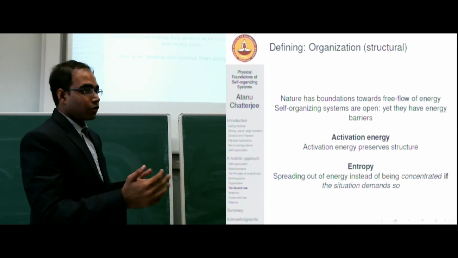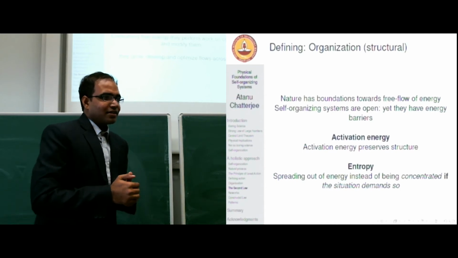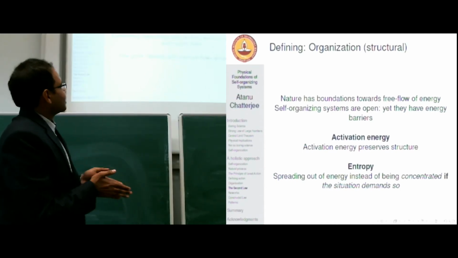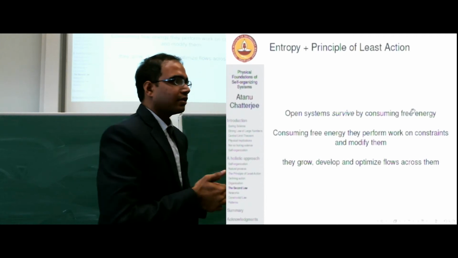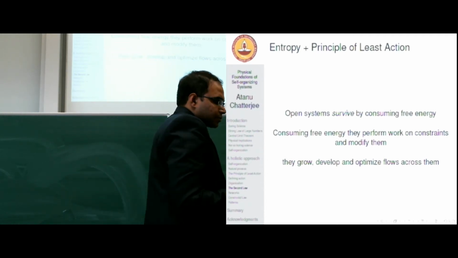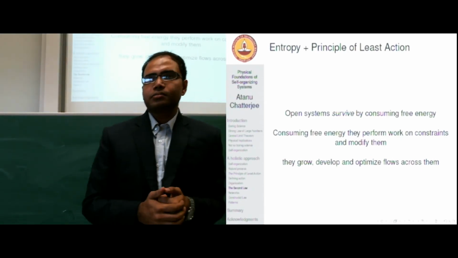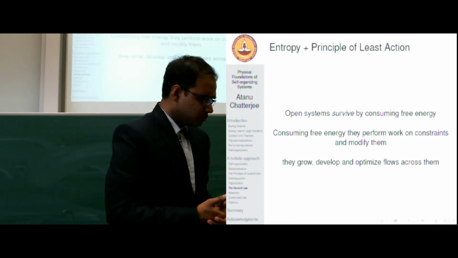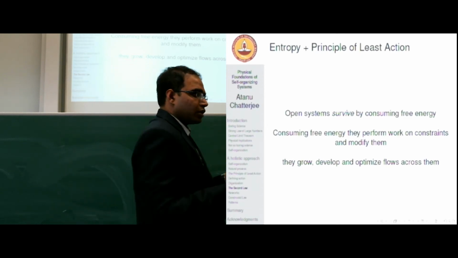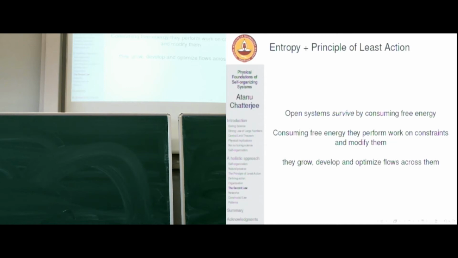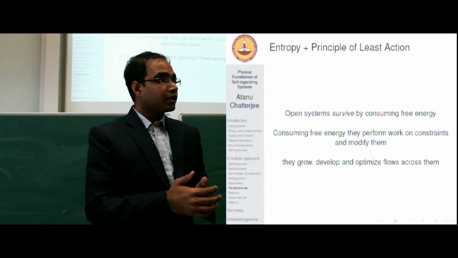Open systems, we all are open systems. So we all are open systems, and we consume our free energy to perform work over the constraints. Any system is made up of two kinds of energy, the free energy and the bound energy. We can't utilize the bound energy. We use the free energy to perform work on the constraints. We use our energy to modify the constraints at our will because we want to achieve something efficiently.